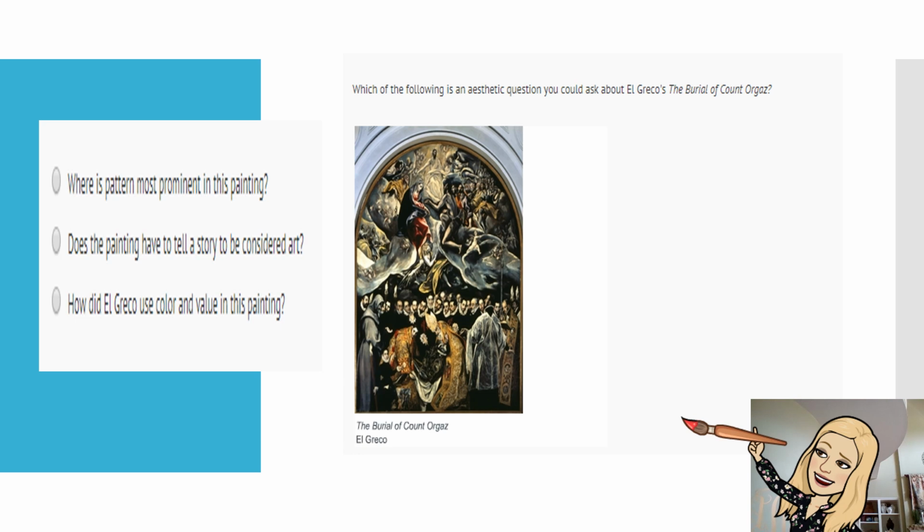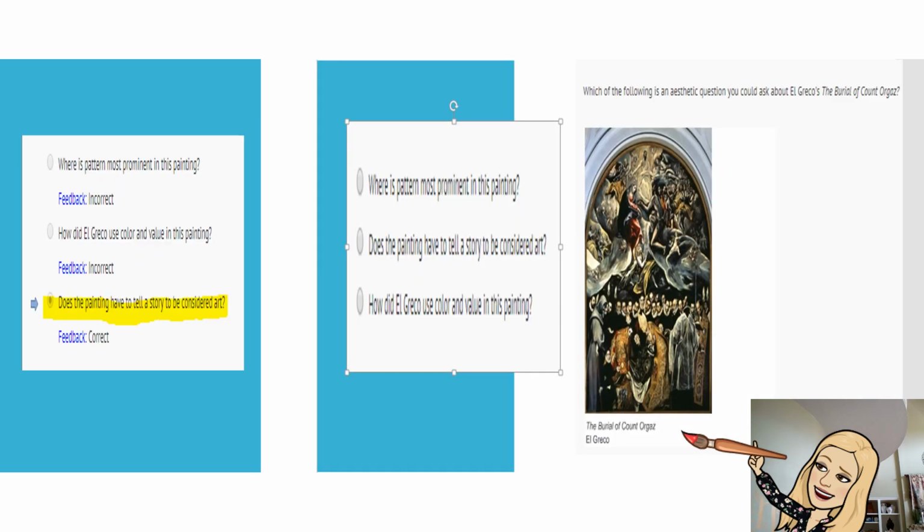Go ahead and take a second to make your choice. Okay, so the best answer choice for which of the following is an aesthetic question you could ask about El Greco's The Burial of Count Orgaz. Sorry, again, for my native Spanish speakers. Does the painting have to tell a story to be considered art? Let's keep going.